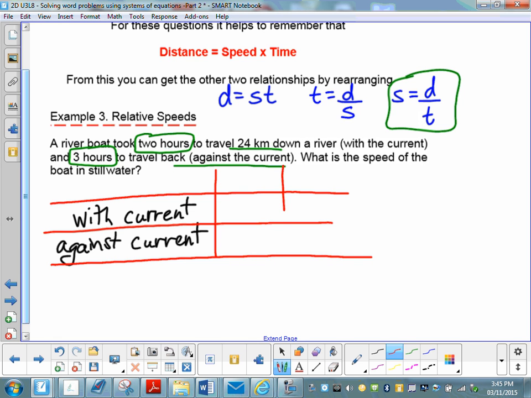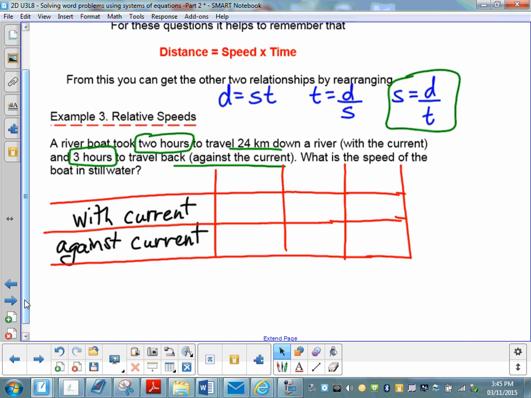Okay, and across the top, we need a section for speed, a section for distance, and a section for time. So this is going to be speed, distance, time. All right, and then we're going to plug some things in here. In this case, we're trying to find the speed of the boat in still water.